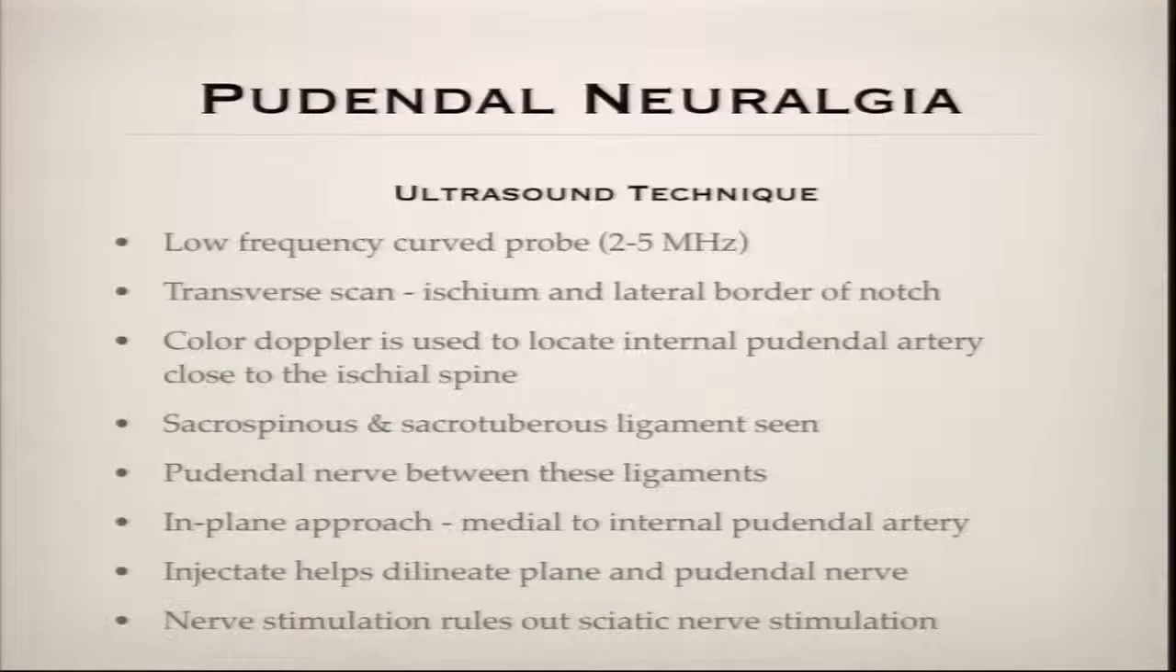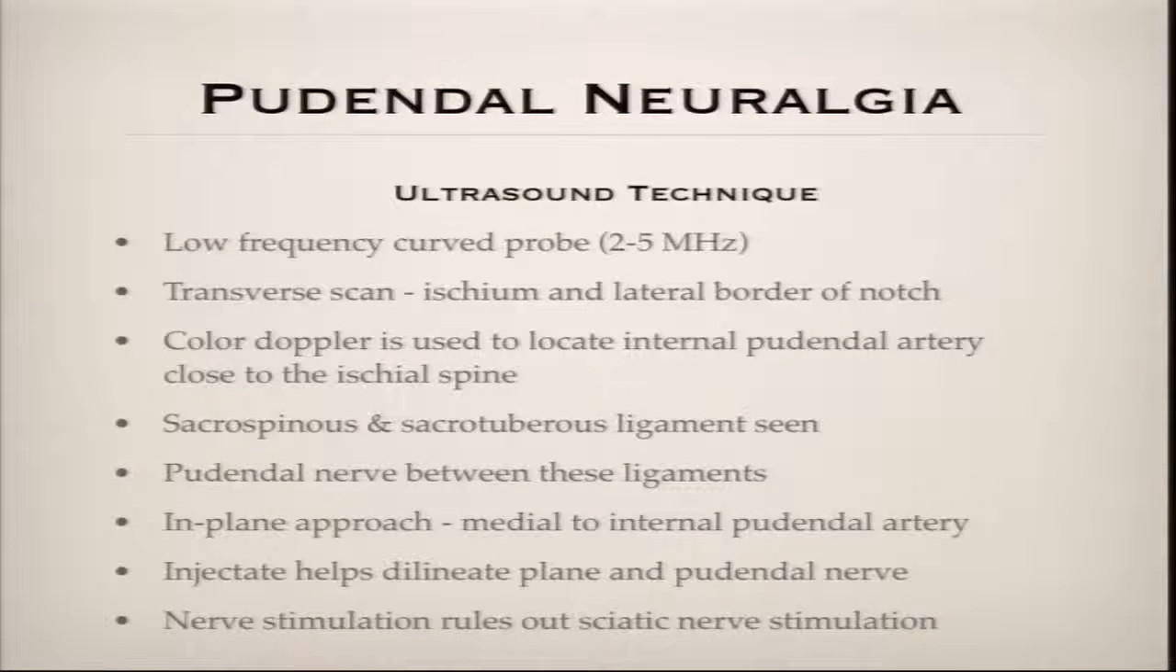A low-frequency probe is useful here. Again, you're looking at deeper structures, so low-frequency probes are useful. And you scan transversely above the ischium and the lateral border of the notch. Color Doppler flow is useful to identify the pudendal artery, and you know that the nerve lies adjacent to the pudendal artery. Once the artery is identified, you can identify the sacrospinous and sacrotuberous ligaments and identify the pudendal nerve in between these ligaments.